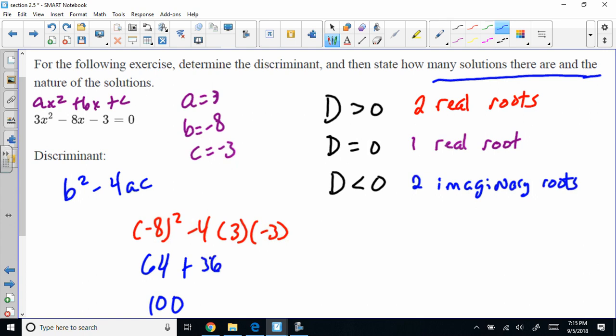All right, y'all good? No, still copying? Yeah.